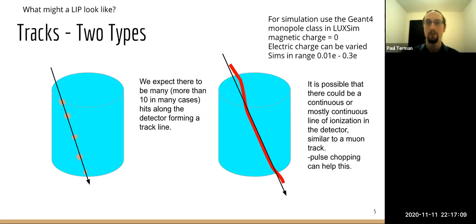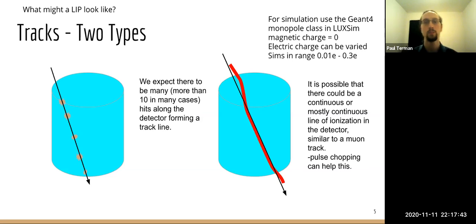The other type of LIP signal is where we see a long block of ionization, much similar to a muon that's cutting through the detector. And what we've done is we've implemented the first use of pulse chopping, where we've cut off a small portion of time for the S1, and then we've cut the rest of the physical extent of the detector up into 99 equal parts for our S2s, and we're able to send those through our data processing framework to get all of the information we need.